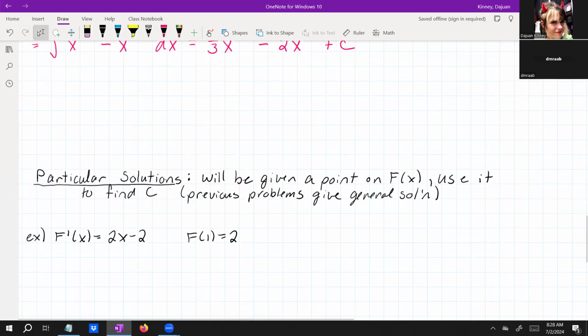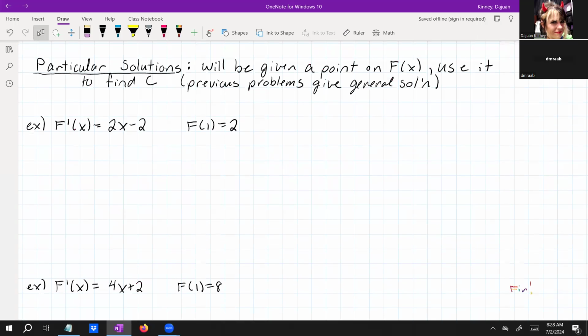All right. We have 2 problems left. So for our particular solutions, we're going to be given a point on our original function, like the one we're trying to find, and we're going to use that to find our c value. So I'm not going to use this piece until my very last step. So really, I get 2x minus 2 dx. Find the antiderivative, x squared minus 2x plus some constant c.